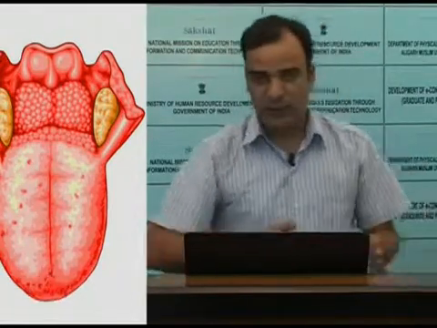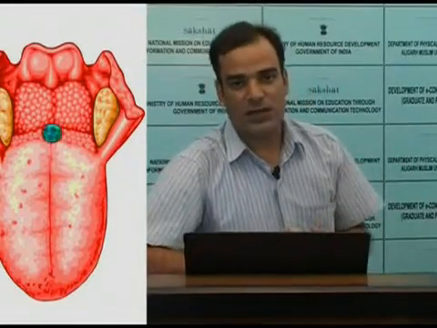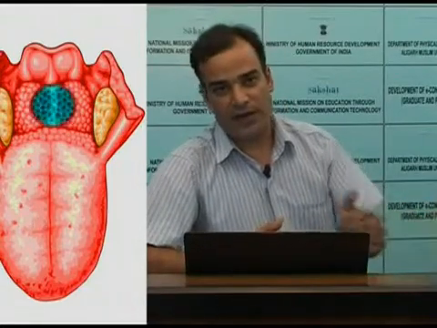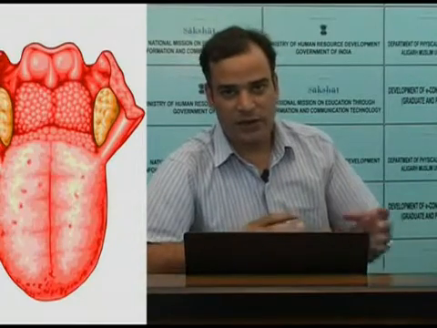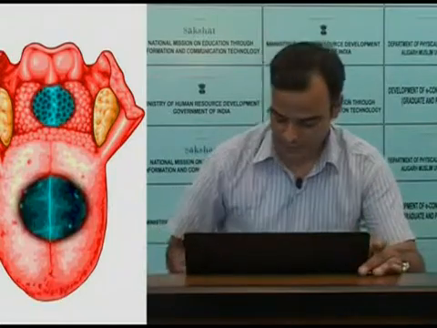So the tongue can first be divided by a V-shaped sulcus called the sulcus terminalis into the posterior or the pharyngeal part and the oral part. Also, the tongue can be divided into three parts called the root, the body, and the tip.